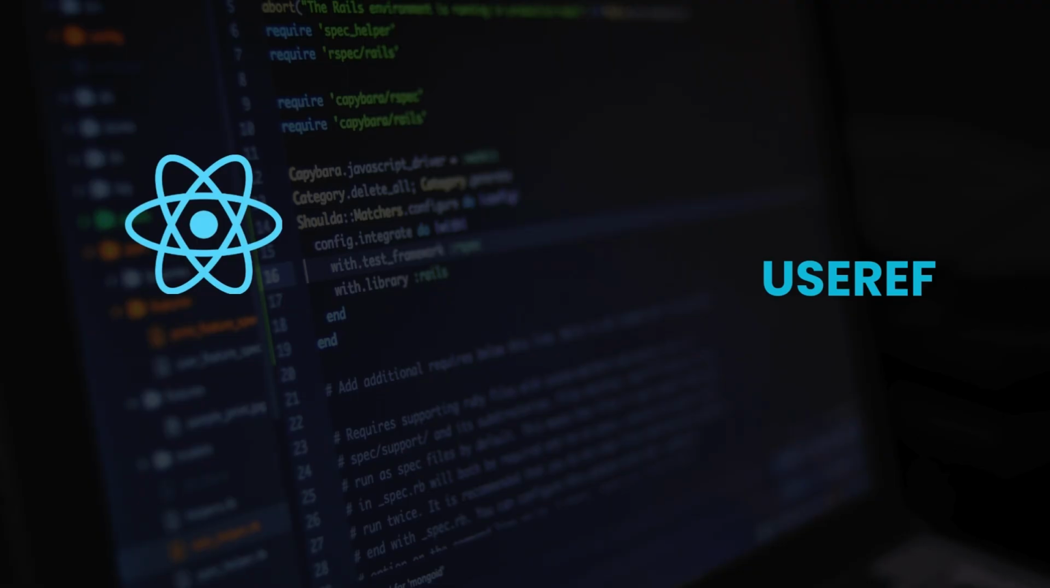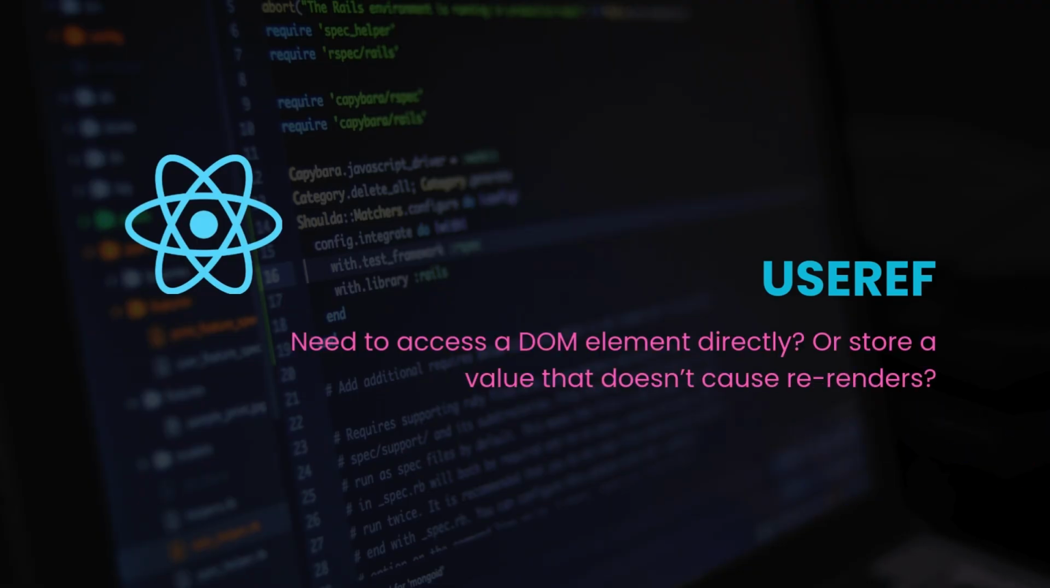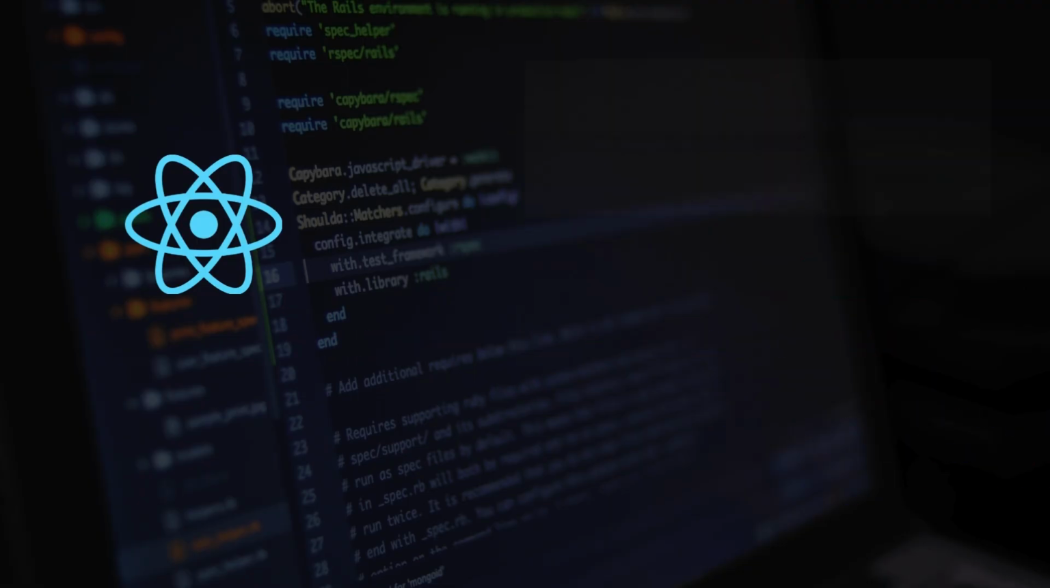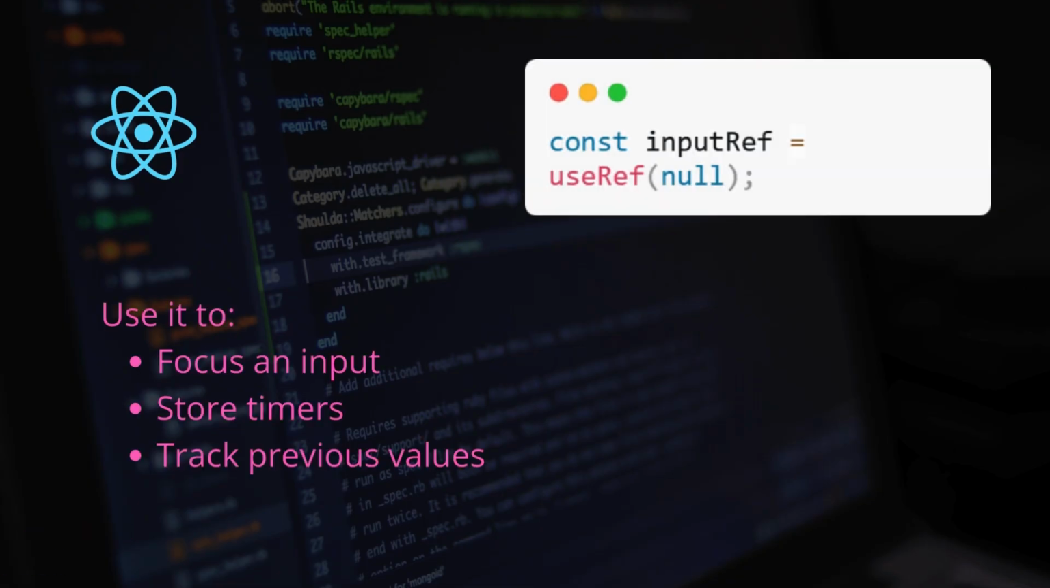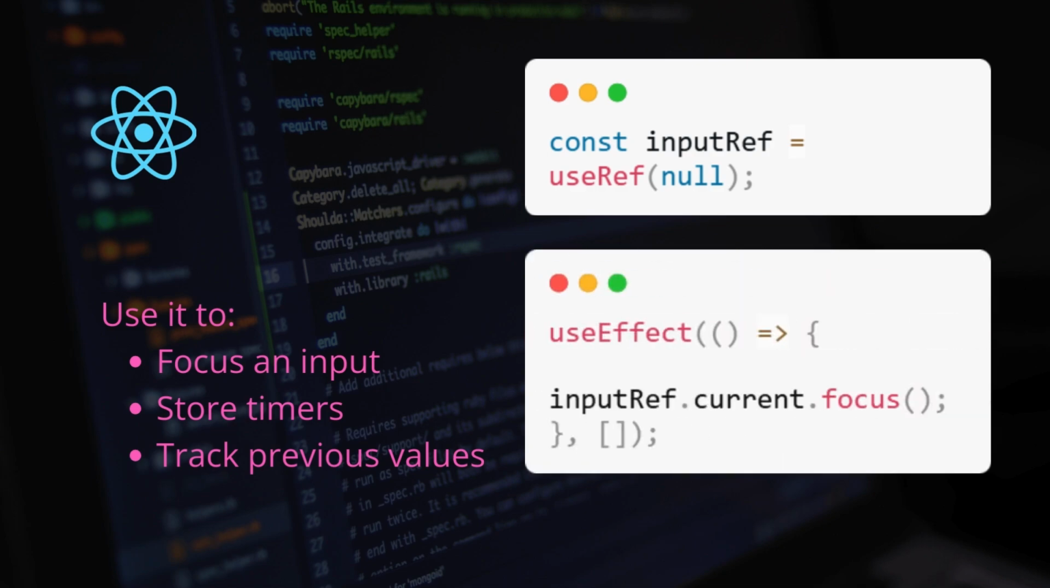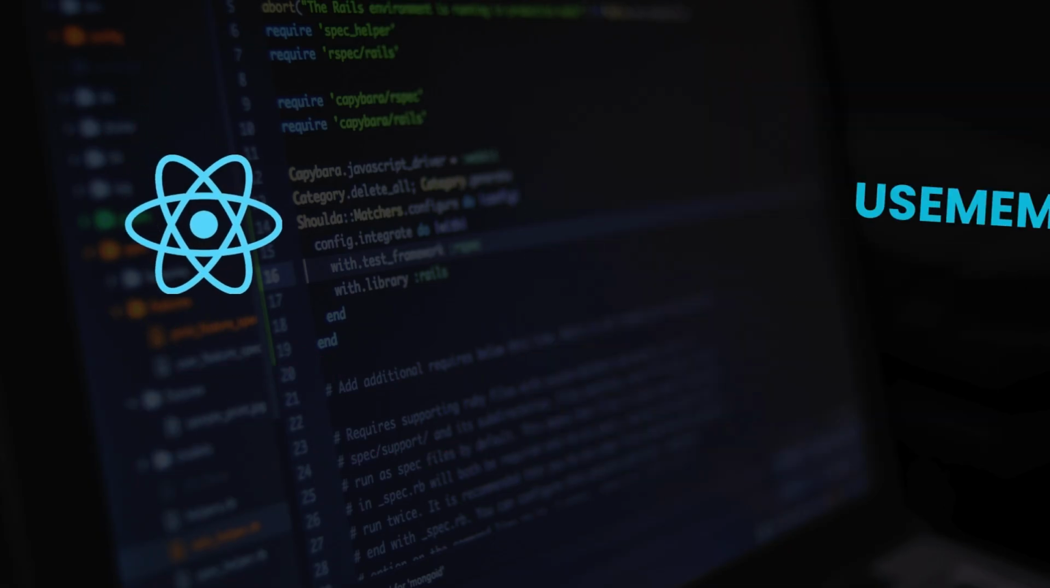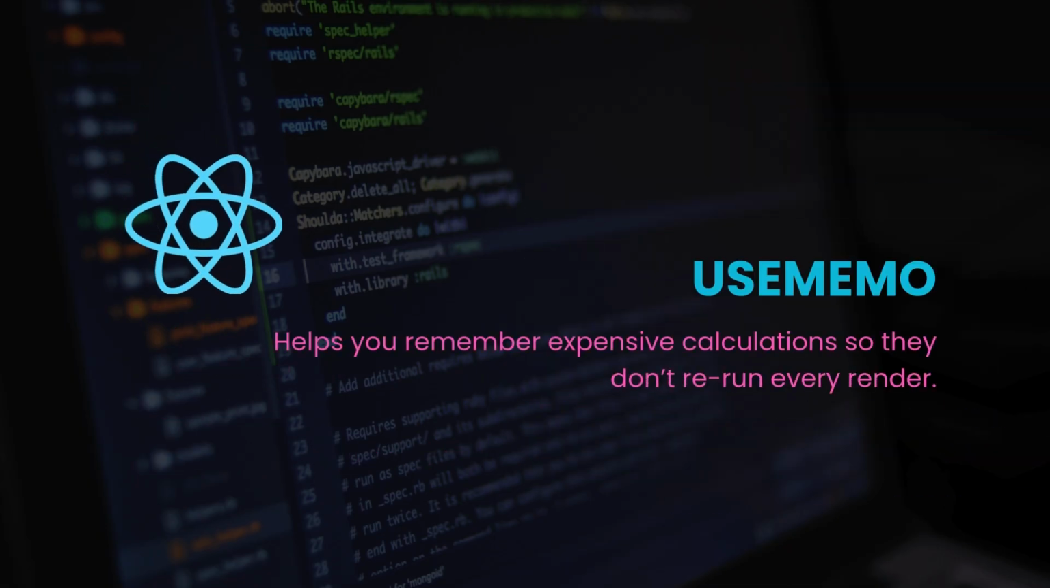useRef. Need to access a DOM element directly or store a value that doesn't cause re-renders? const inputRef = useRef(null). Use it to focus an input, store timers, track previous values. useEffect(() => { inputRef.current.focus() }). useMemo helps you remember expensive calculations so they don't rerun every render.